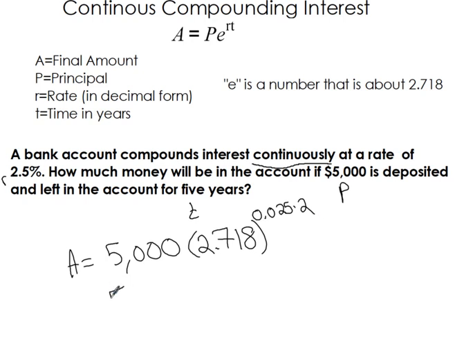And this time I got $5,256.33. That's how much money I would have in 2 years if that compounded continuously. And continuous is the word that you're going to look for in a problem that says, hey, ding, ding, ding, I need to use that formula.